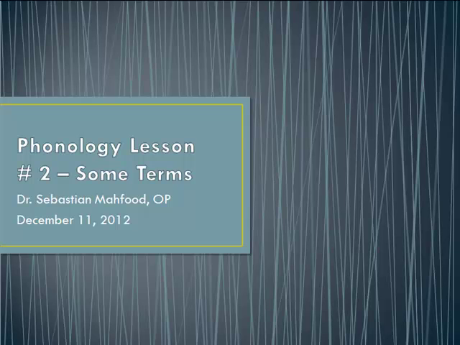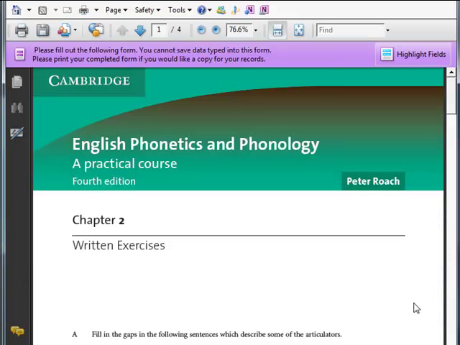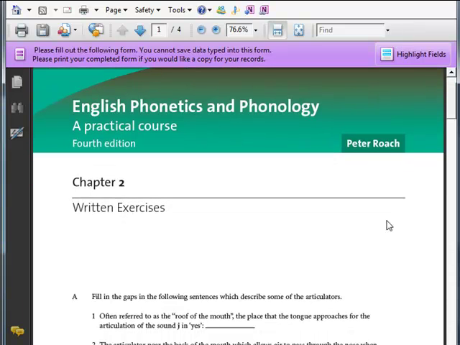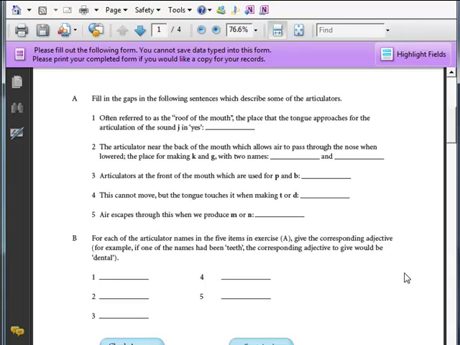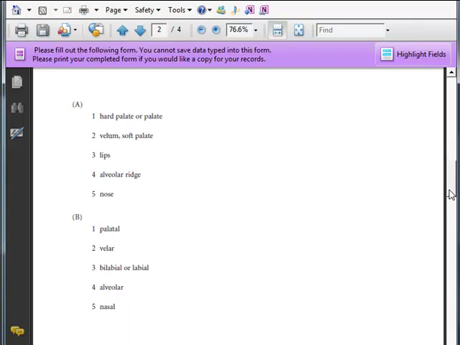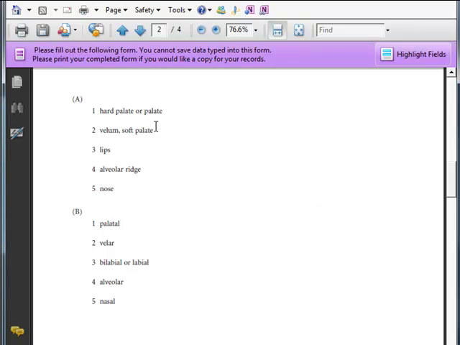Greetings, and welcome to Phonology lesson number 2, where we are going to deal with some terms that will be generally helpful as we move forward. The value and application is to be able to understand Peter Roach's second set of exercises, on the first page of which he provides us with 2 opportunities to demonstrate our learning and gives us the answers. It is these terms that this lesson concerns.